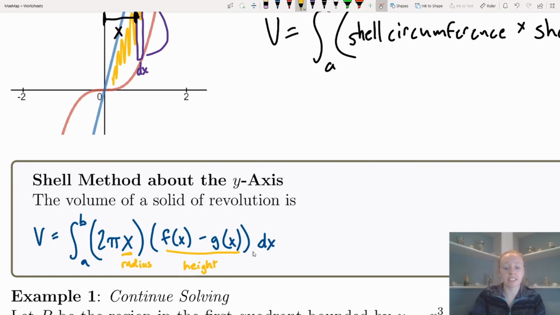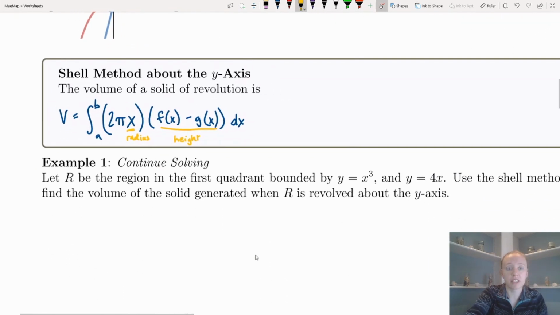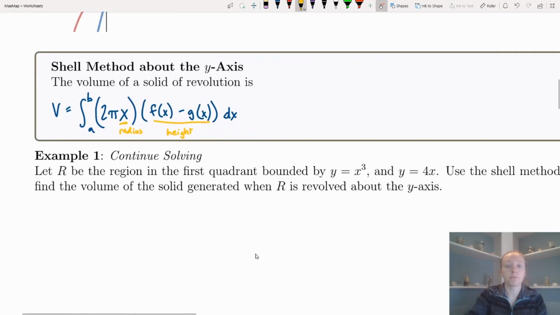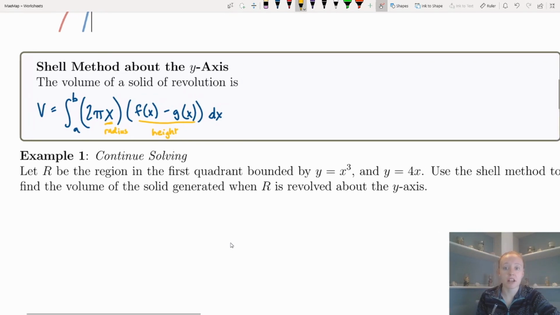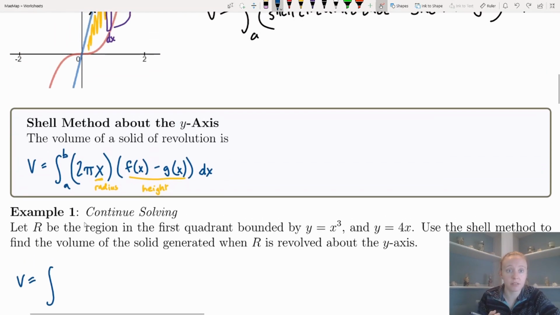So let's go ahead and continue solving the picture that we did up above. It said, let R be that region in the first quadrant bounded by y equals x cubed and y equals 4x, and we're going to use the shell method to find the volume of the solid generated when it's revolved around the y-axis. We have a good start for this. We know that volume is going to go from a to b, and then we're going to have the shell circumference times the shell height. So let's first find those intersection points.